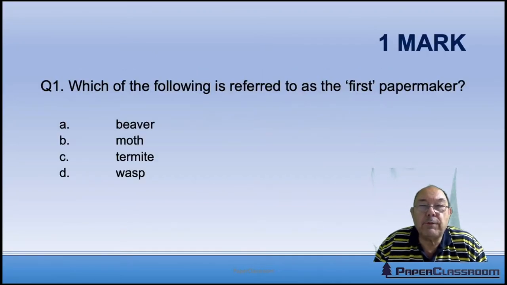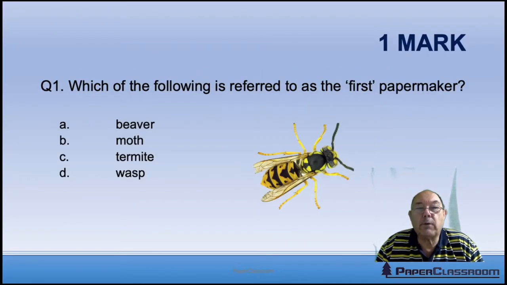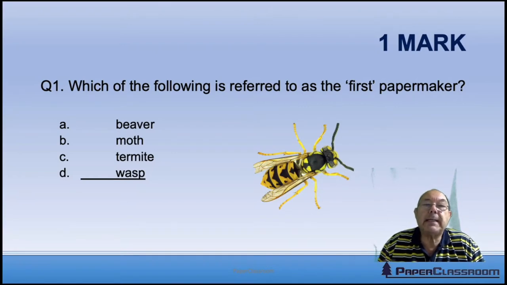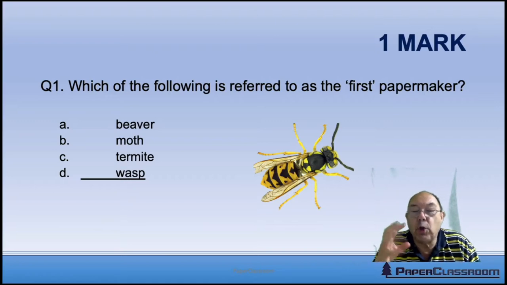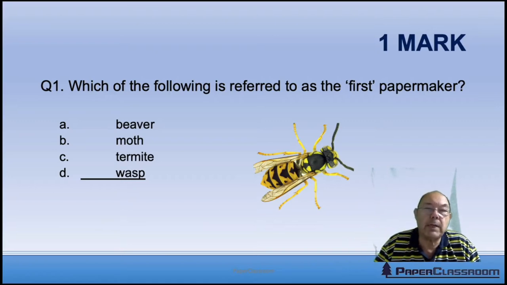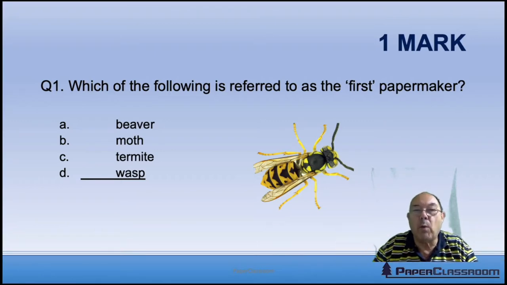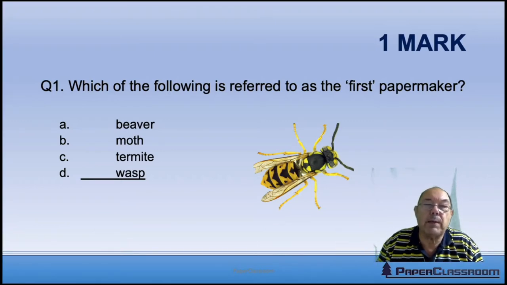Which of the following is the first paper maker? It is, of course, the wasp. 60 million years BC, the wasp was doing as it does today, landing on dead and dying trees, biting bits out of the wood, chewing it, which is the pulping process, and then spitting it out and spreading it out to make the walls of the paper wasp nest.